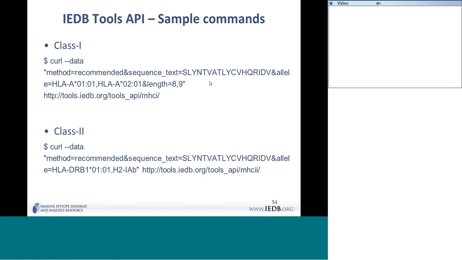You can provide the sequence here and allele. So you can use multiple alleles here, each separated by a comma, and you can also choose the length for each allele. And in case of class 2, this is the server address.